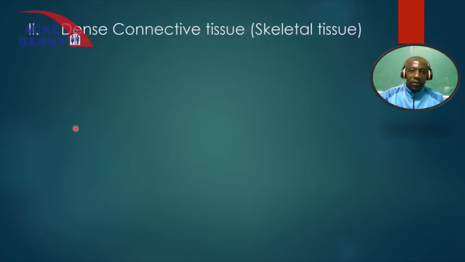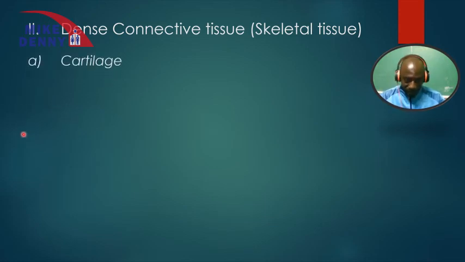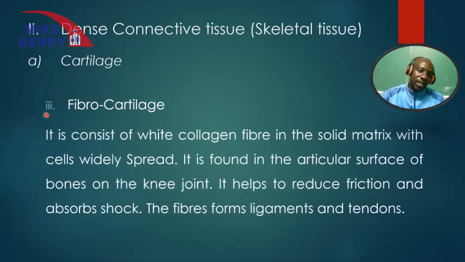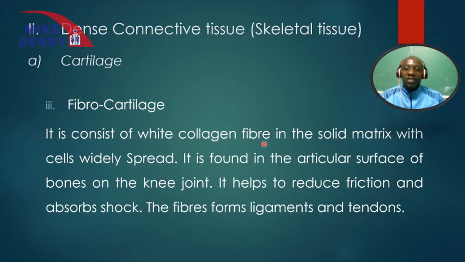Then we have the fibrocartilage, another example of cartilage. The fibrocartilage consists of white collagen fiber in a solid matrix, with cells widely spread. It is found on the articular surface of bones at the knee joint, specifically the knee joint. You know where the knee is. It also reduces friction, absorbs shock, and forms ligaments and tendons. Very important: ligaments attach bones to bones, and tendons attach muscles to bones.